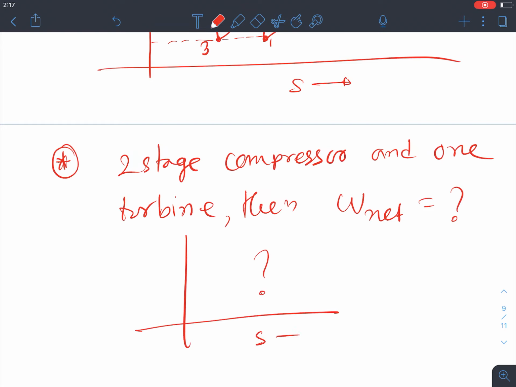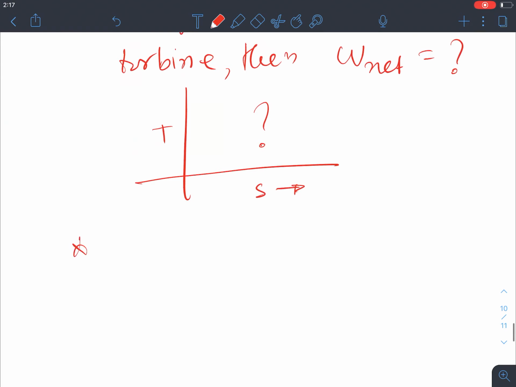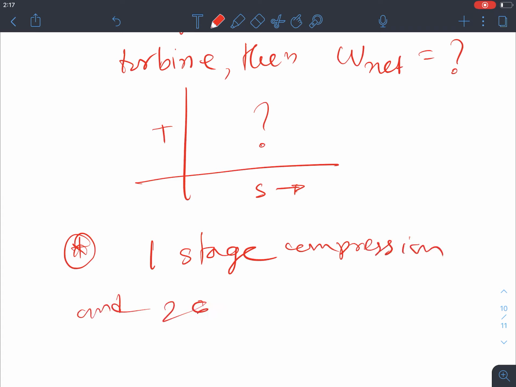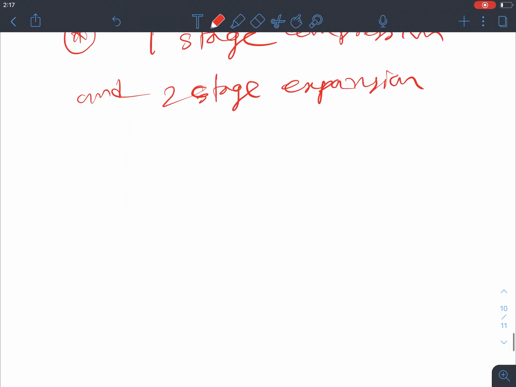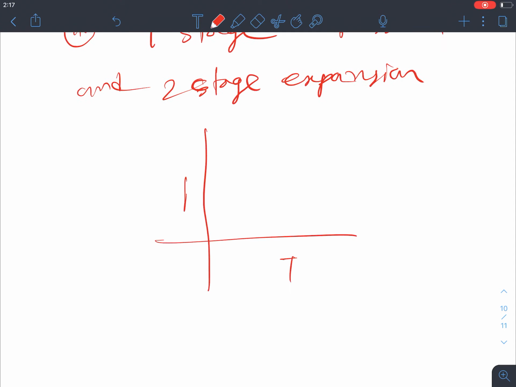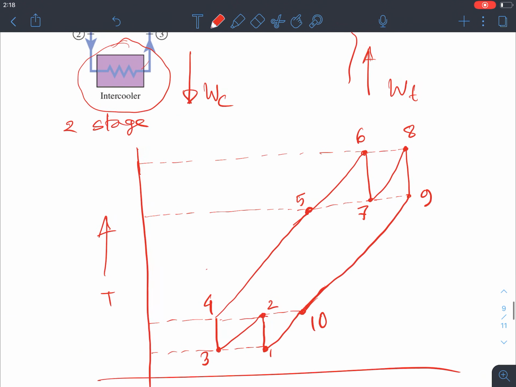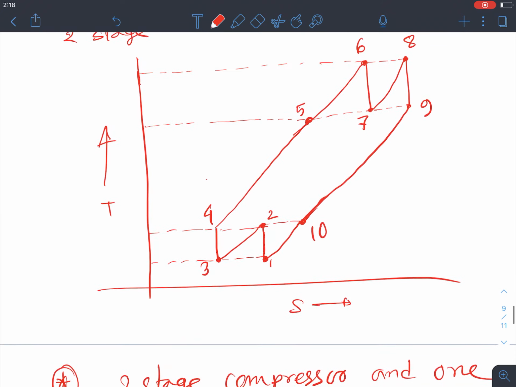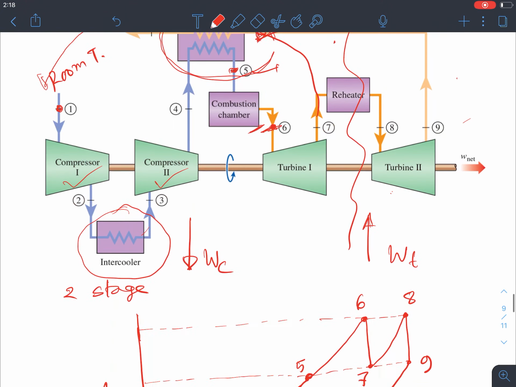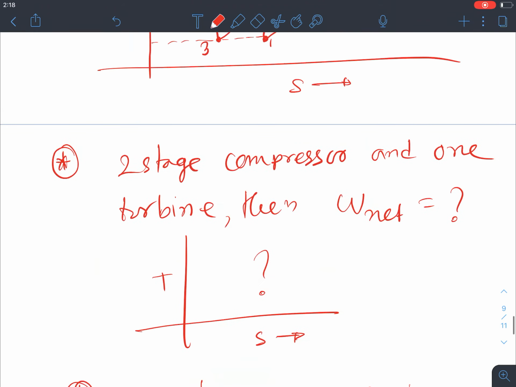Then what would be W net or the TS diagram, right? TS diagram, or maybe like 1 stage compression and 2 stage expansion, right? Then what would be the TS diagram, right? So this type of question I might ask in the exam, right?